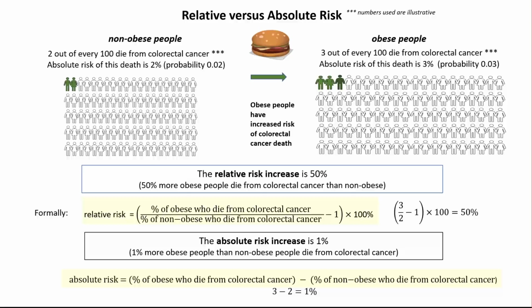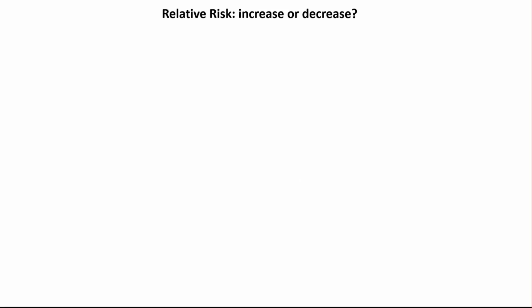Now, a 1% absolute risk increase sounds a lot less concerning than a 50% increase if you're obese. So if all you're told is that the risk increase is X%, you really need to know if this is the absolute risk or relative risk. Major difference.